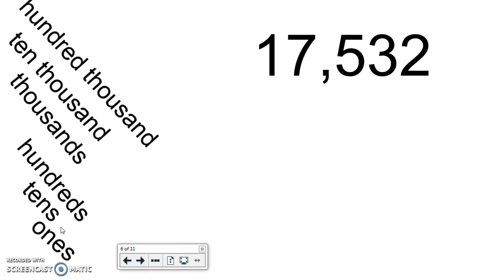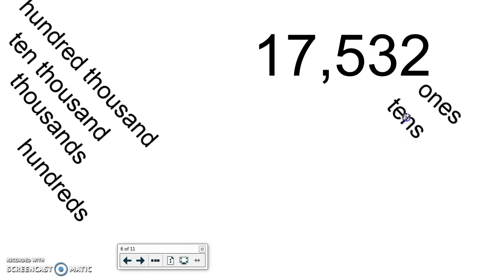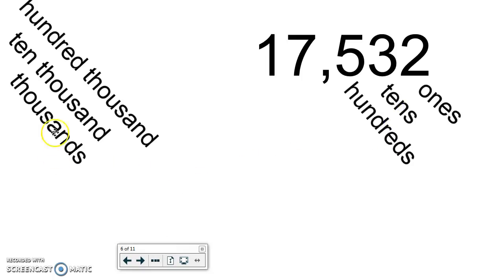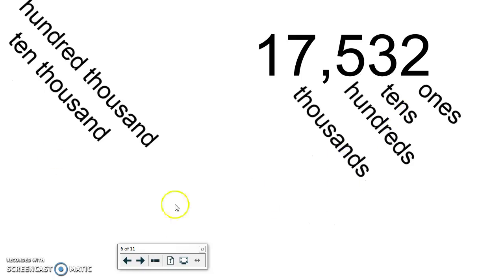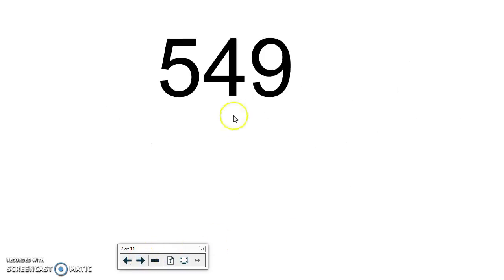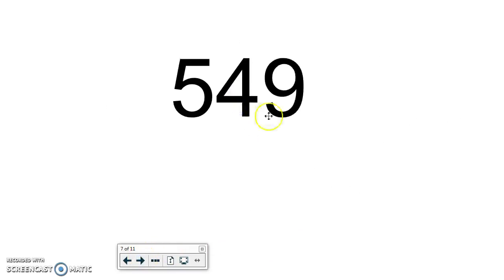All right, let's check your work. Ones, it's under the 2. The 3 is in the tens place. 5 is in the hundreds place. 7 is in the thousands place. And the 1 is in the 10,000s place. Very good. All right, erase your boards. On your whiteboard, write this number, 549.